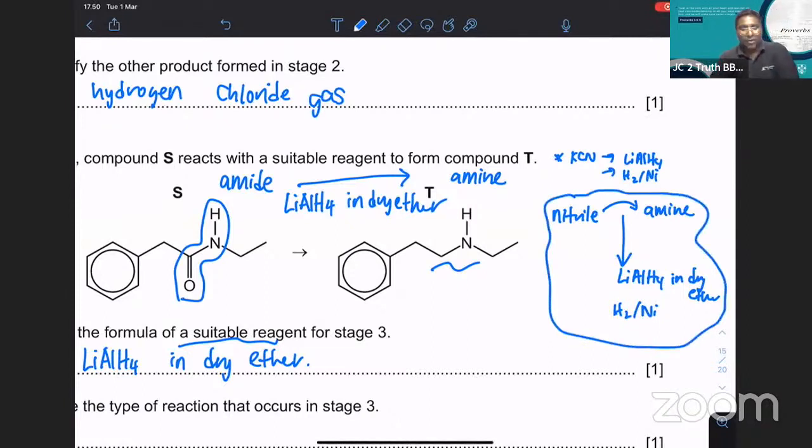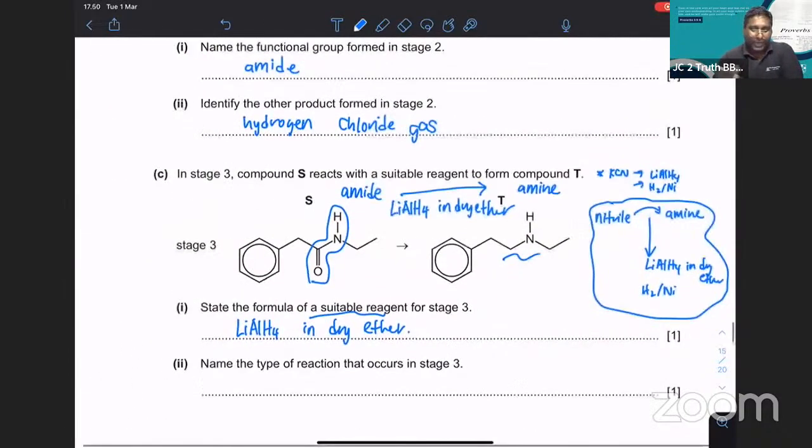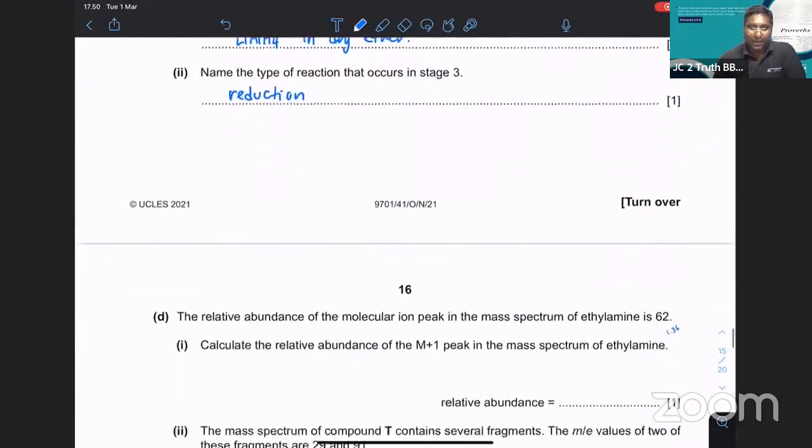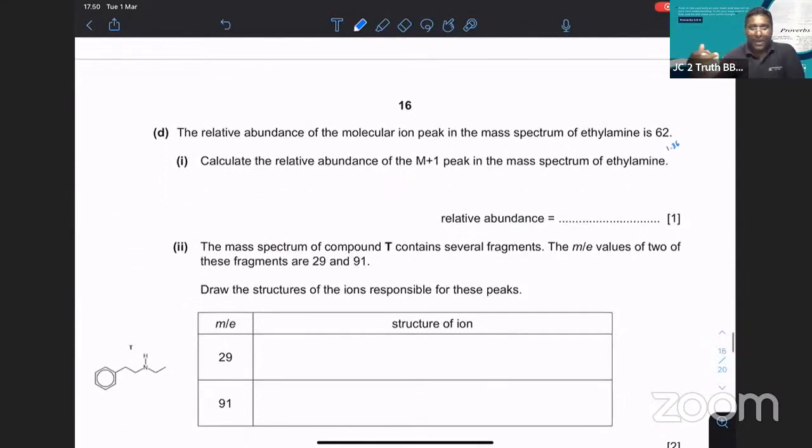Now we are talking about amide to become amine. So name the type of reaction that occurs. We already discussed about this. This is going to be a reduction reaction. Okay, let's move on. The relative abundance of the molecular ion peak in the mass spectrum is going to be 62.